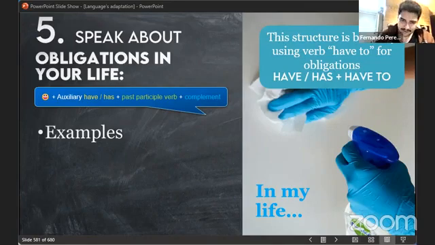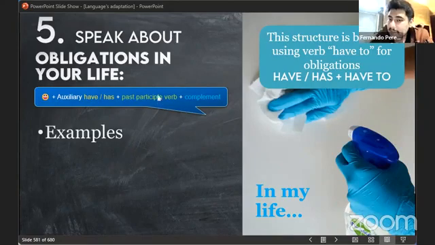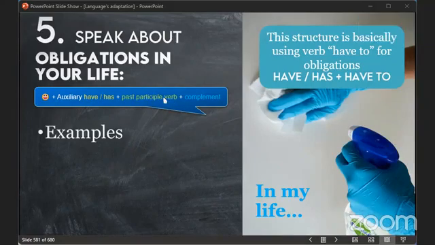Question, Laurita, to Hector about obligations in his life. Have you have to... Watch out. The verb in past participle. Yes. Have, have to you in your life?